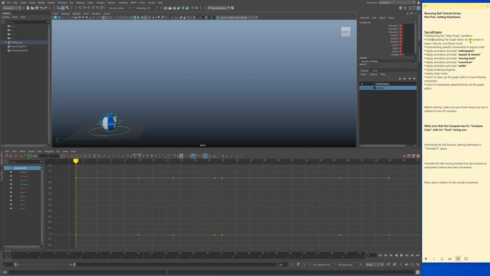So next, understanding the graph editor in regards to movement, space in terms of the 3D world, and velocity, like speed. Is it gonna burst into movement? Is it gonna slow down? And also the frame count: how many frames for each particular movement? Then also implementing specific movements in logical order.